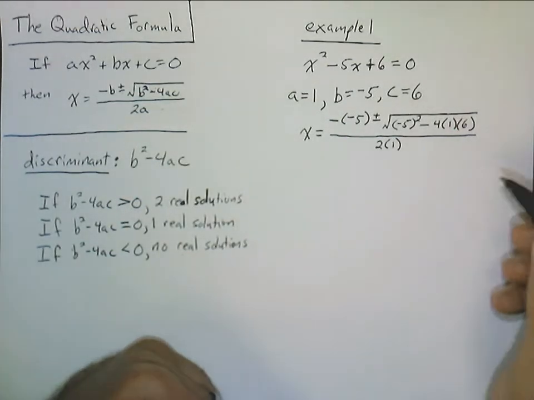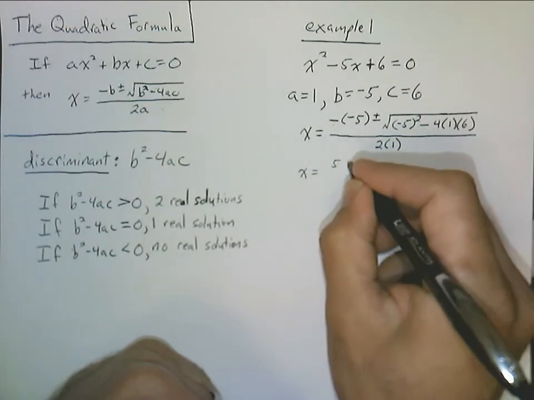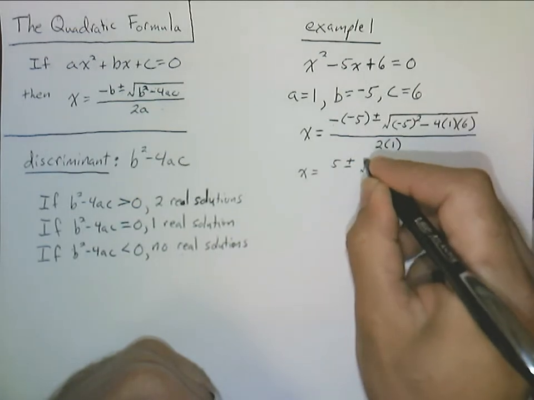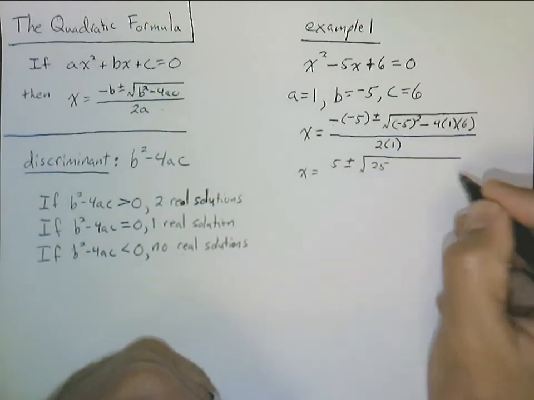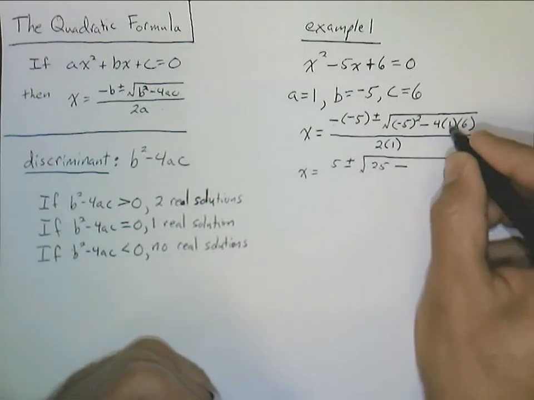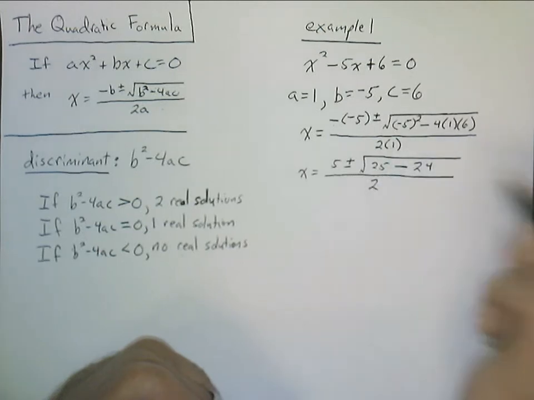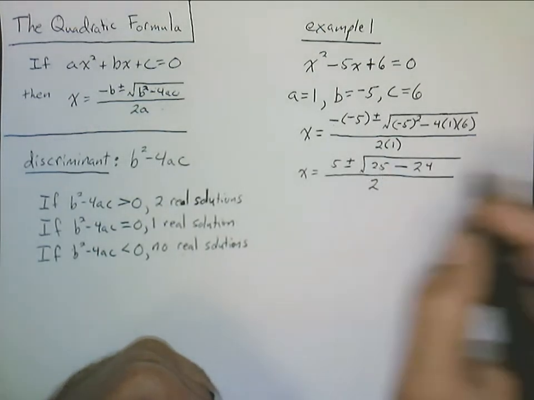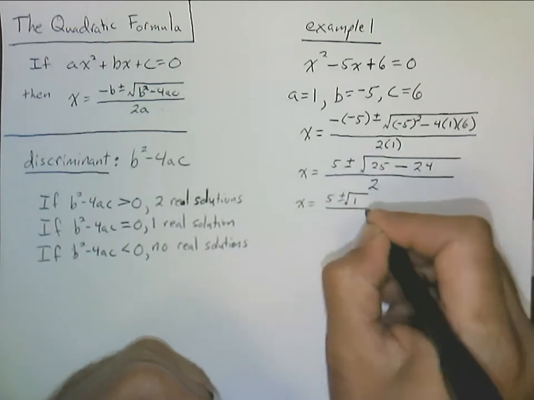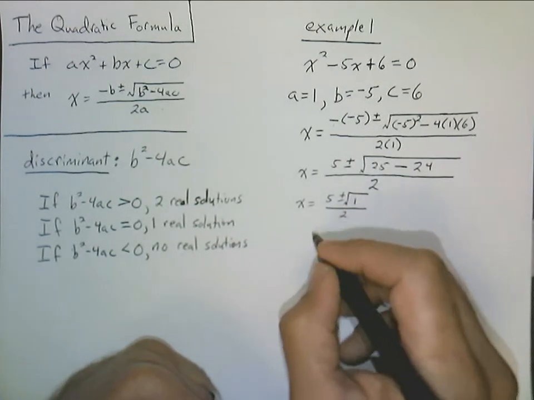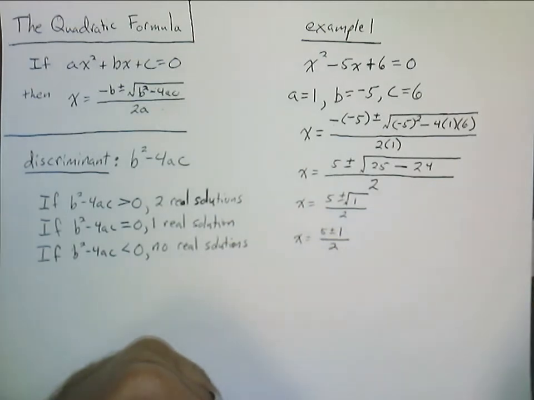So now all we have to do is simplify a little bit. Here, x is equal to the negative of negative 5, which is just 5, plus or minus the square root of negative 5 squared, which is 25, minus 4 times 1 times 6, which is 24, all divided by 2 times 1, which is 2. No big deal. 25 minus 24 is, of course, just 1. So we have 5 plus or minus the square root of 1, all divided by 2. But we know what the square root of 1 is. That's just 1. So x is 5 plus or minus 1, divided by 2.